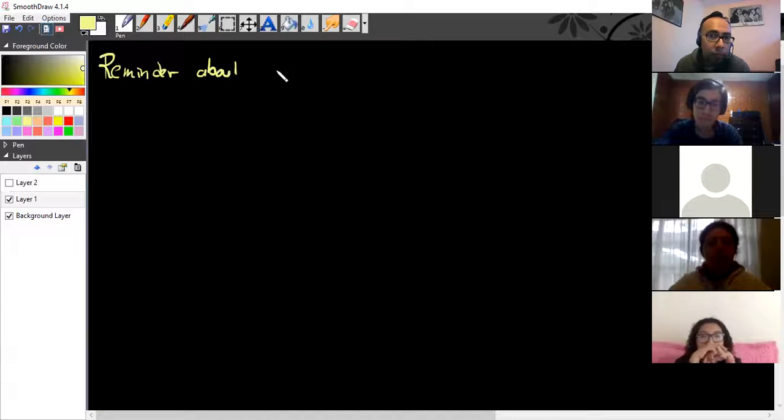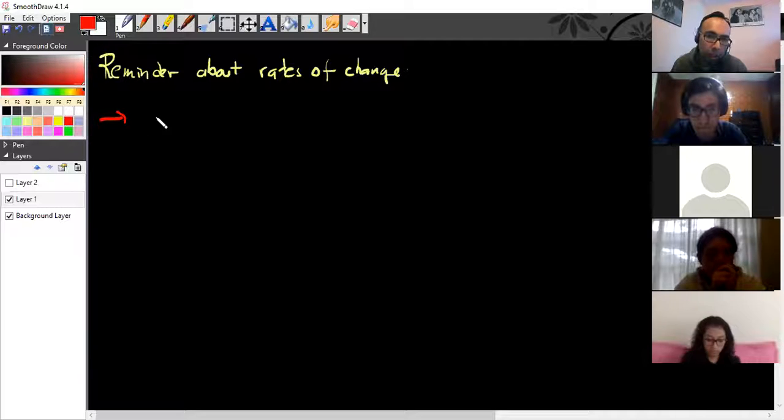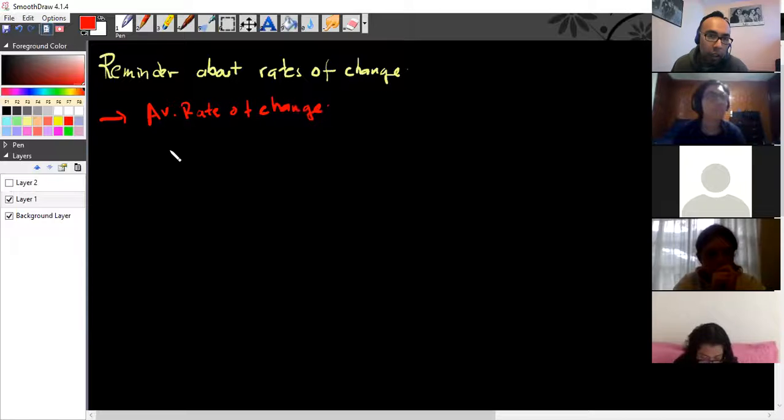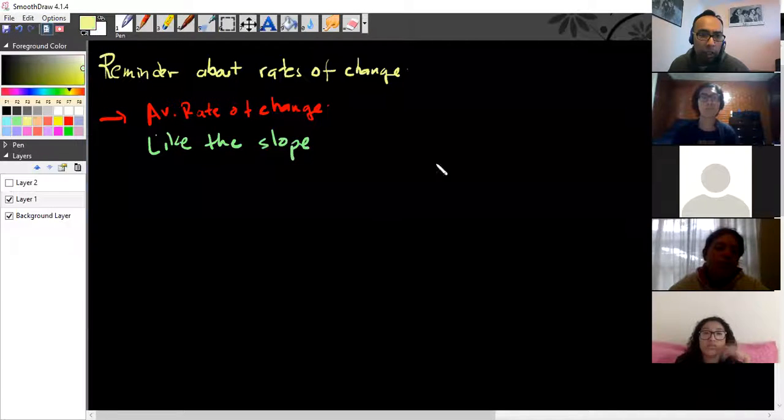A reminder about rates of change. So, for example, the first one: the average rate of change. Remember that the average rate of change was related to the slope of something, like the slope of a line, like the slope here.